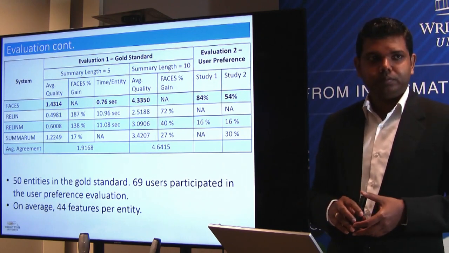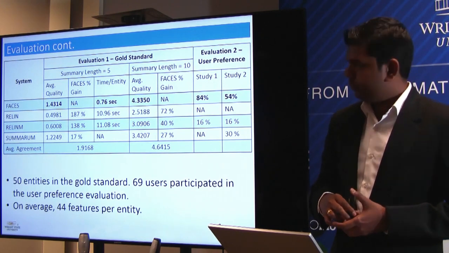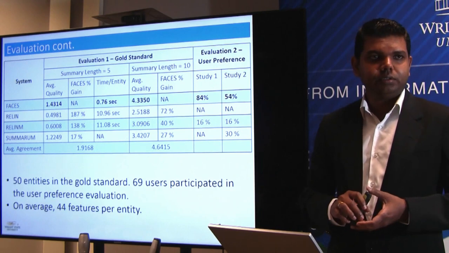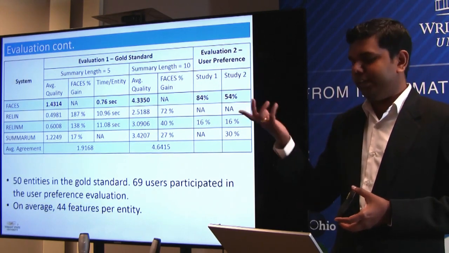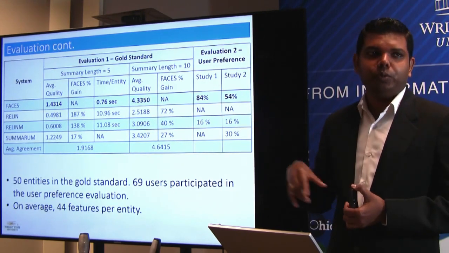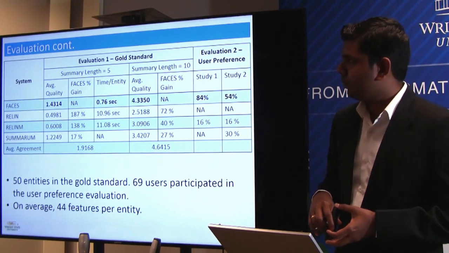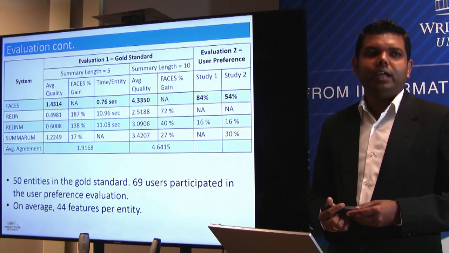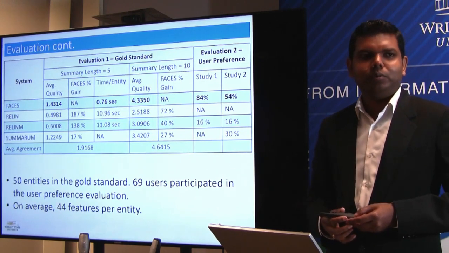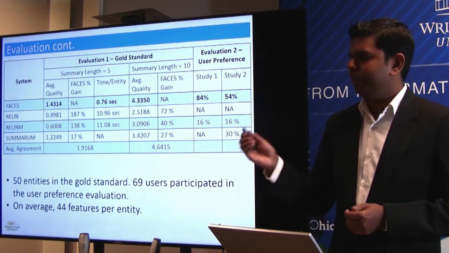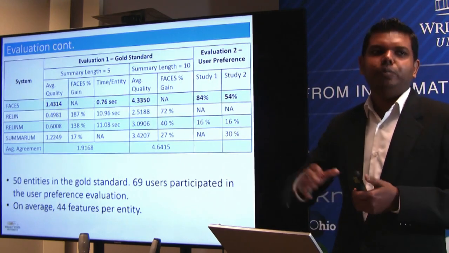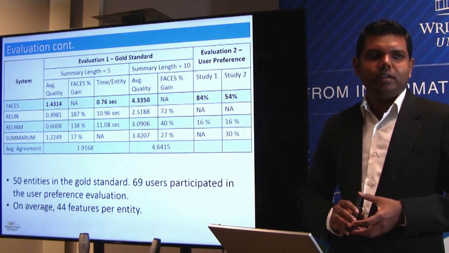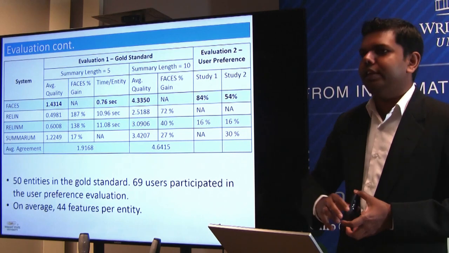So, what was the first work in this whole line of work? FACES is our approach. Faceted entity summaries is the approach that we are proposing here. No, Raylene is the first one, which uses PageRank. It's Gong's approach proposed in 2011. And Summarum is another one, a variation of PageRank again. So both of them consider a ranking mechanism.